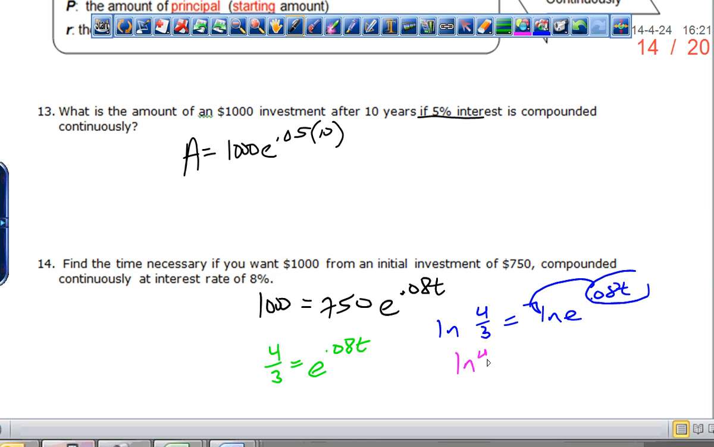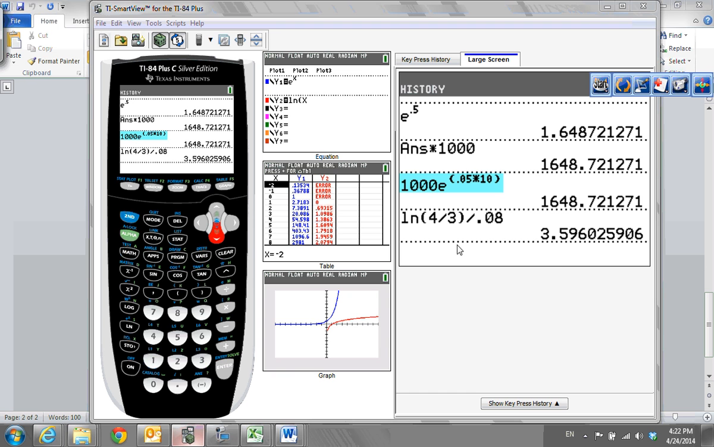So natural log of 4/3 equals 0.08t. My natural log of e goes away because it's 1. Then we divide by 0.08. Divide by 0.08. I think I have this in my calculator. Yep, 3.596. There you go. And that's years, so we're okay with your decimal places.